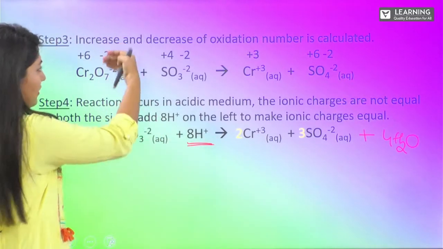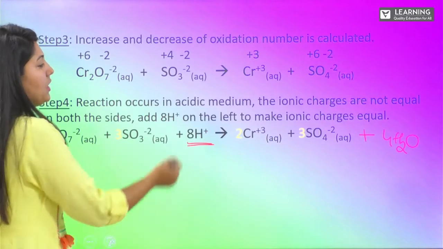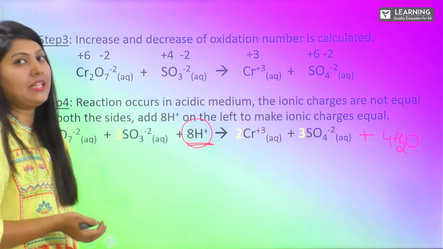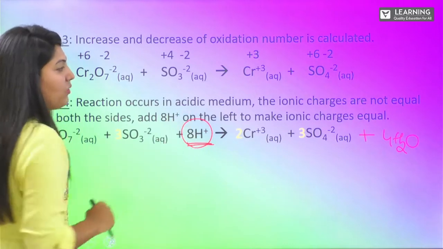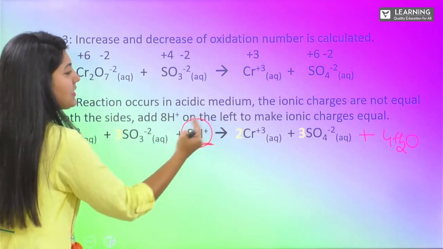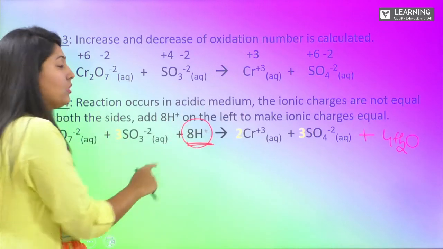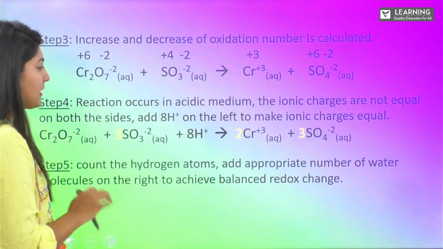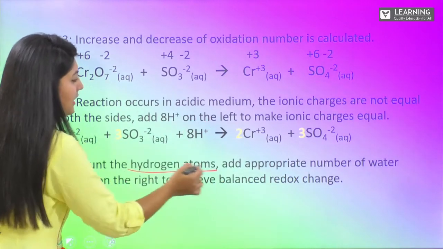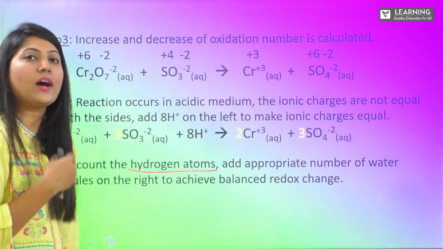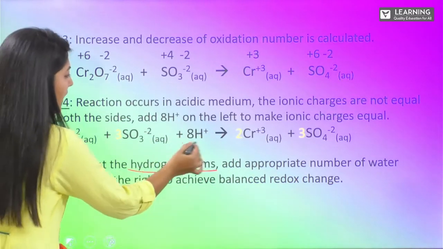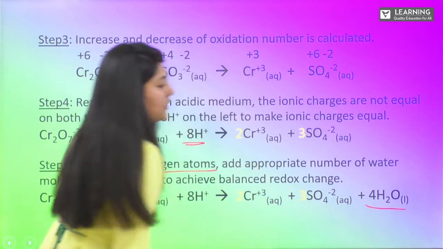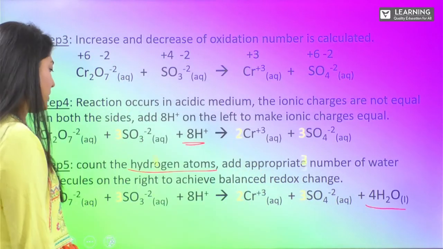Okay. In textbooks, they first add the H+ ions and then add the water molecules. It will be easier for you if you add water molecules first, and later you can easily identify how many H+ ions you need to add. Got it? So the next step is about balancing the hydrogen atoms, so we need to add water molecules. How many hydrogen atoms? 8, and hence we can add 4 water molecules. We get the equation.